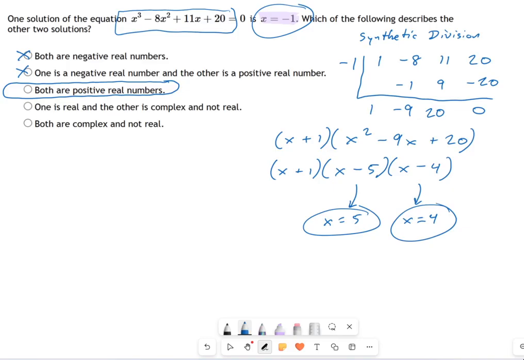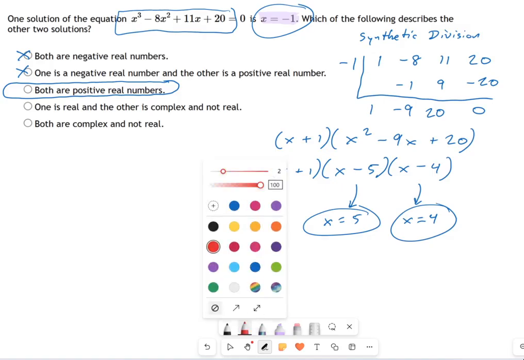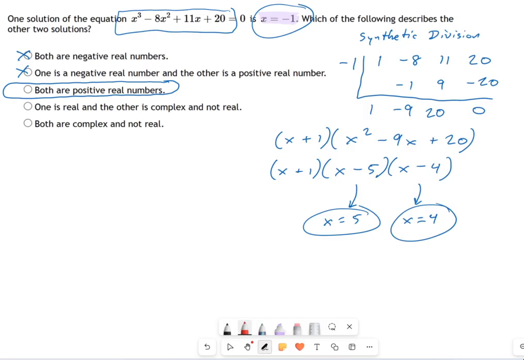Now I'll tell you which one of these choices is completely bogus and can never work, regardless of what you're looking at. One is real and the other is complex. See that one? You're never going to get something like that because we're dealing with a real polynomial. A real polynomial might have two complex roots if you can't factor it. It might have two real roots if you can factor it like we did here. But it'll never have one real, one complex. That's not possible when you have a real polynomial.